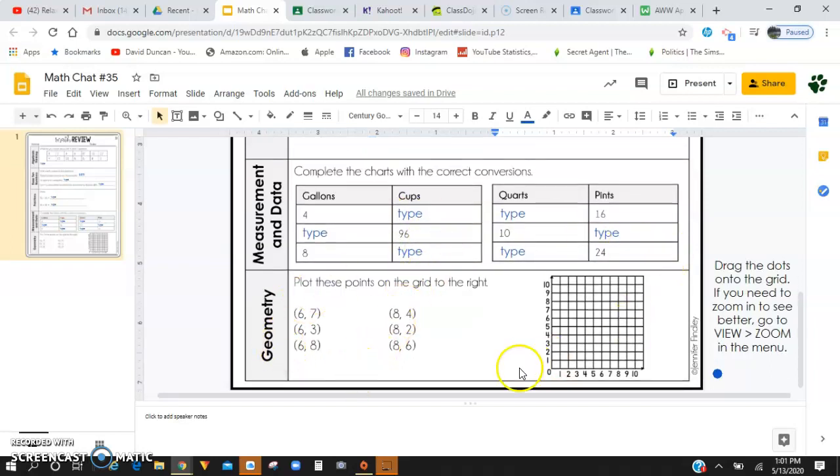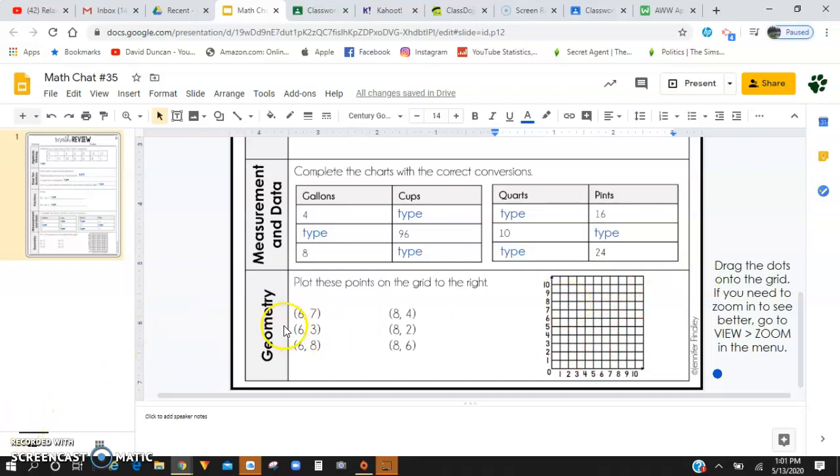Down here for geometry, we had never gotten to this point in our math this year. This is actually module 6 stuff, but I feel you guys should be able to get the handle on it. It is plotting points onto a grid. These are called coordinates, the values in the parentheses here. You're going to use this dot to plot each one of these coordinates onto this grid. It's really similar to the game Battleship.